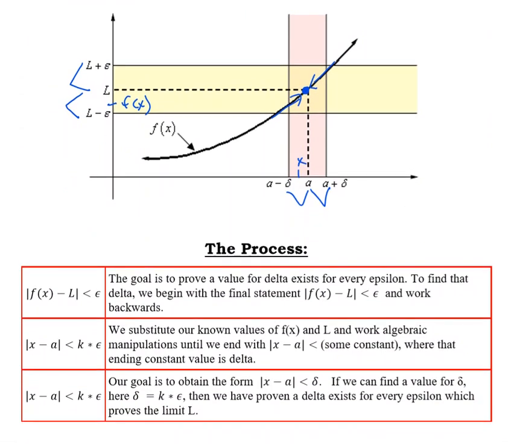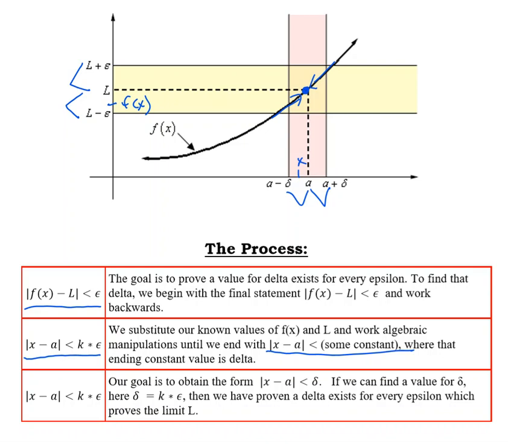Okay, so here's going to be our process. Our goal is to prove that a value of delta exists for every epsilon. So to find that delta, what we're going to do is begin with the absolute value of f of x minus L being less than epsilon. We know our function and we know what we think our limit is. So that's where we're going to start. So after we substitute our known function and supposed limit, we're going to do some algebraic manipulations until we can end up with the absolute value of x minus a being less than some constant. And that ending constant is going to be our value of delta.